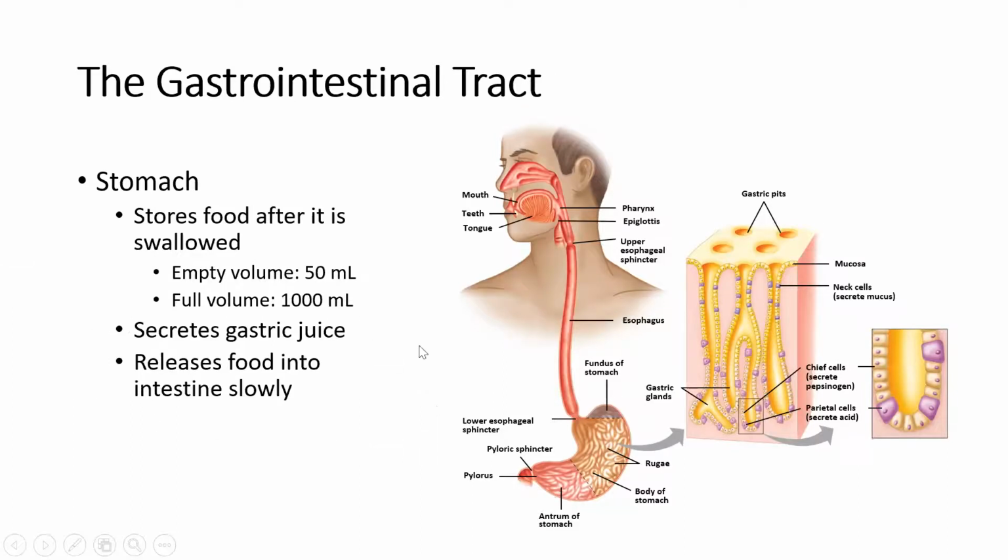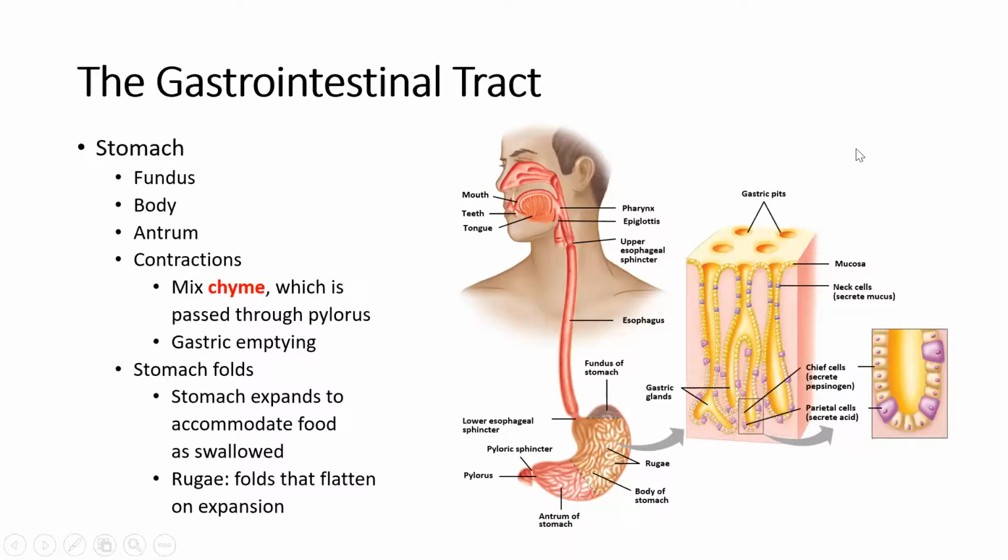The stomach also functions to secrete gastric juices, which are acidic juices that help to begin the breakdown of proteins and fats and continue the breakdown of carbohydrates and starches. Now, food is slowly released from the stomach into the small intestines via the pyloric sphincter. So at the end of the stomach, there's another sphincter that is regulating the release of contents from the stomach into the intestines as well.